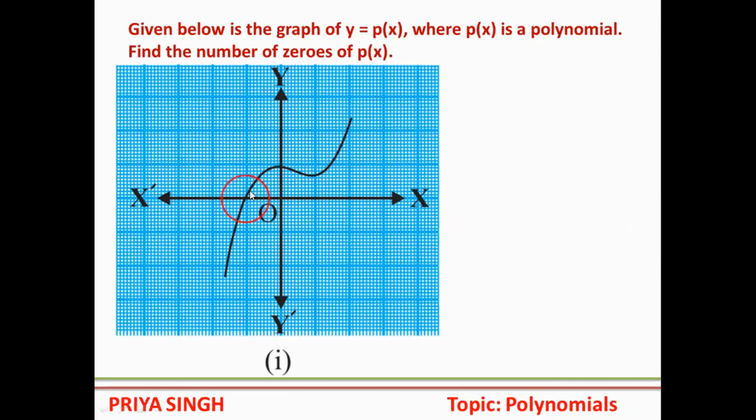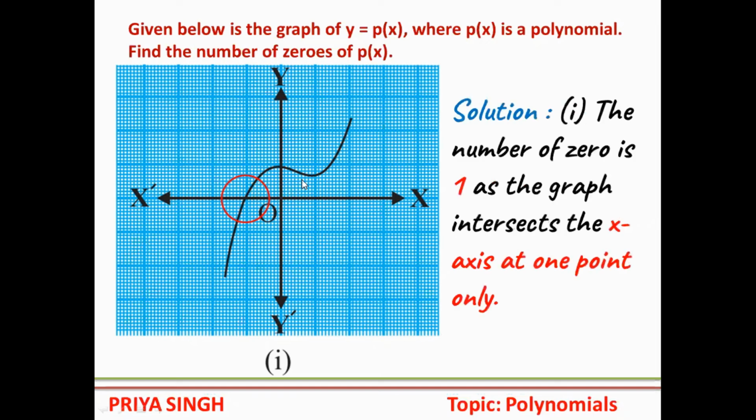Can you see here is only one intersection point? So how many number of zeros will be present? Yes, the number of zeros is 1, as the graph intersects the x-axis at 1 point only. Only one intersection, therefore only 1 zero is present.